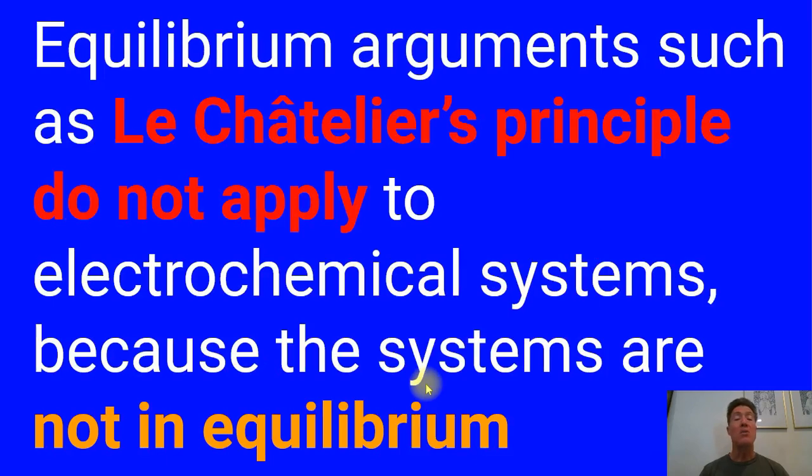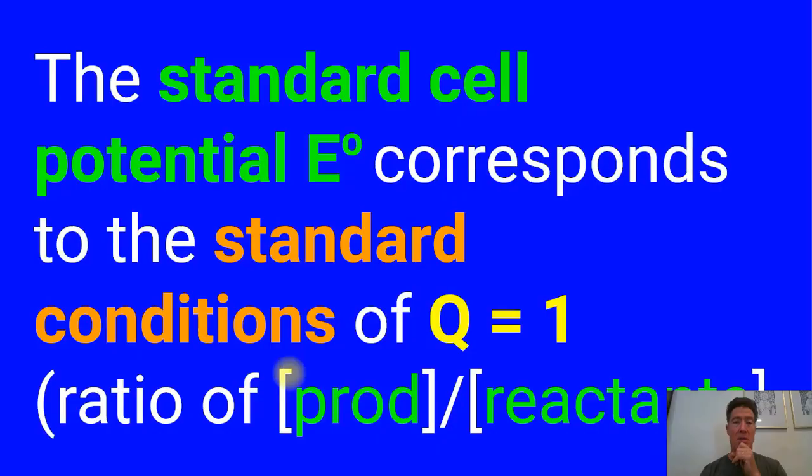Now, we do not apply Le Chatelier's principle to electrochemical systems because Le Chatelier only applies to systems that are in equilibrium. These are not yet in equilibrium. At equilibrium, the voltage of a cell is 0. That's a dead battery. So we're talking about something that's tending towards equilibrium, but it's not there yet. So we don't use Le Chatelier's principle to make the arguments.